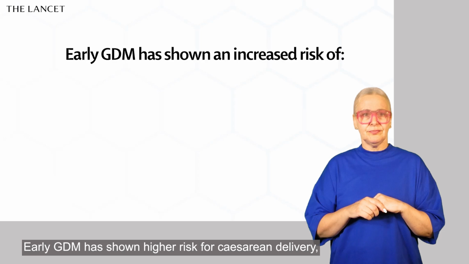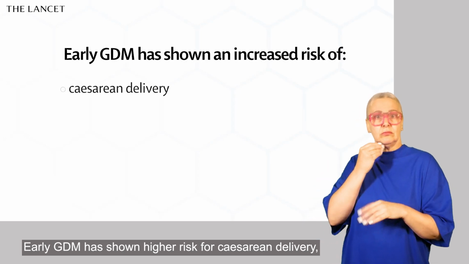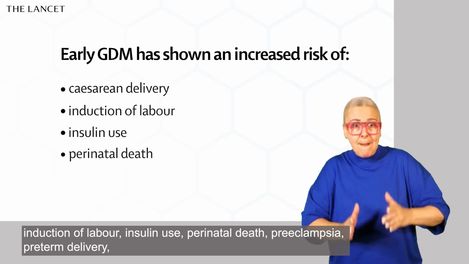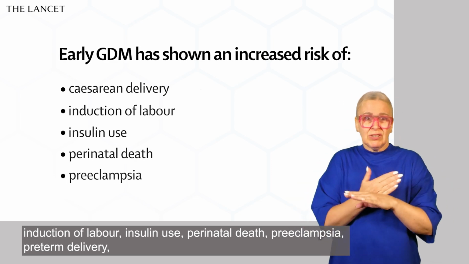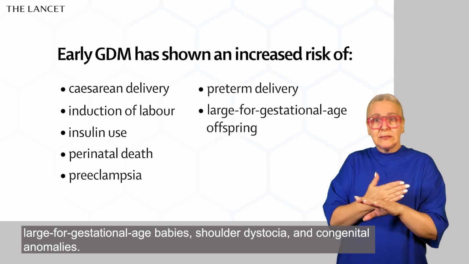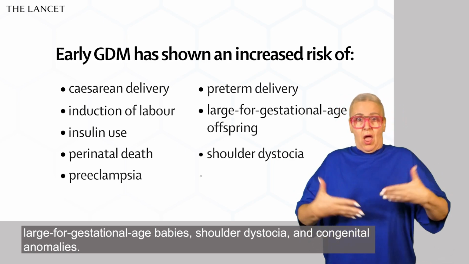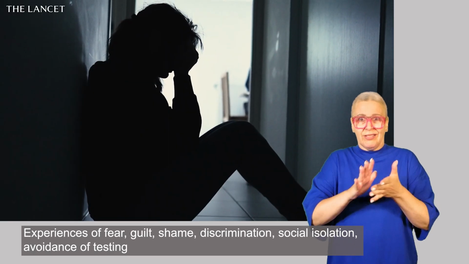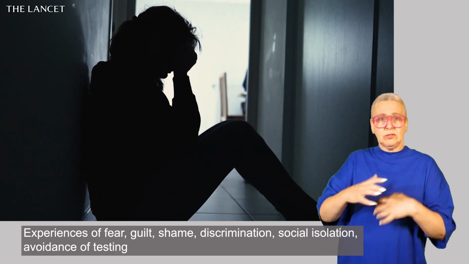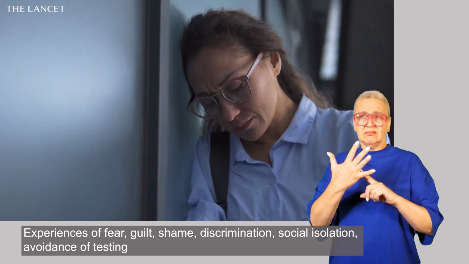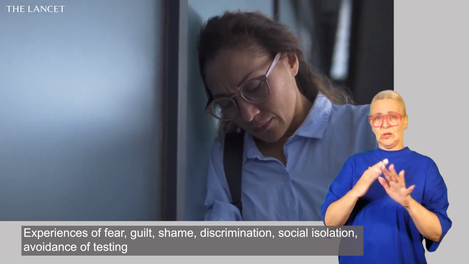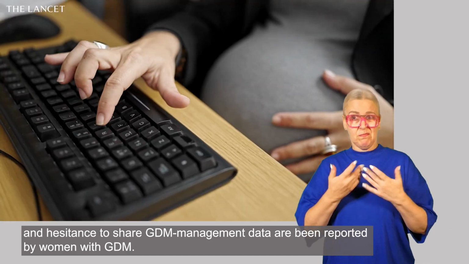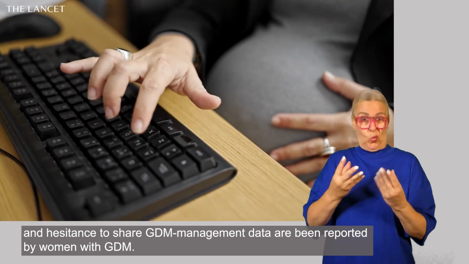Early GDM has shown higher risk for Caesarean delivery, induction of labor, insulin use, perinatal death, preeclampsia, preterm delivery, large for gestational age babies, shoulder dystocia, and congenital anomalies. Experience of fear, guilt, shame, discrimination, social isolation, avoidance of testing, and hesitance to share GDM management data are being reported in women with GDM.